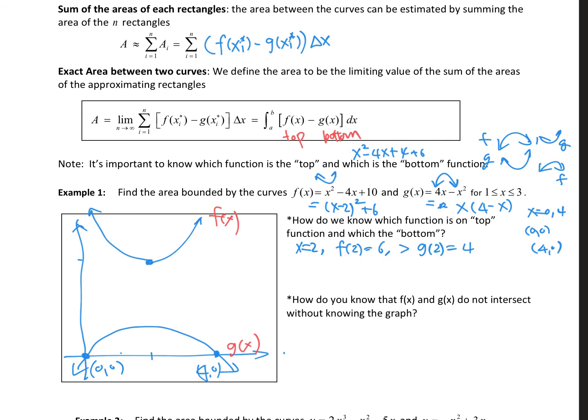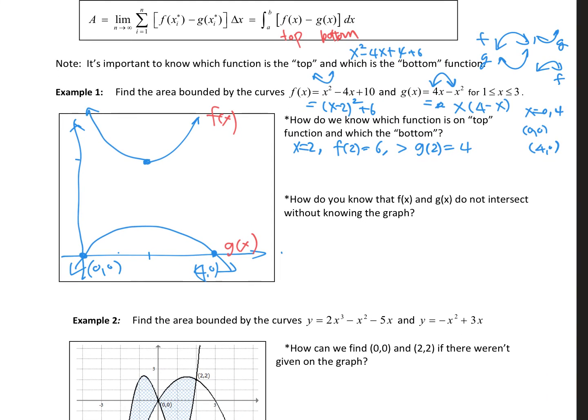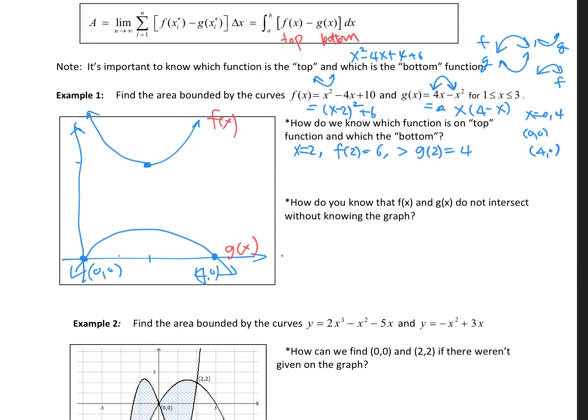Sometimes the graphs meet. How do I know when they meet? Here, just by looking at the graph, they don't meet, but we can solve algebraically for where they meet. So f of x is equal to g of x. Later on, it becomes important where they meet, because sometimes when they meet, the top function becomes the bottom function and the bottom becomes the top. Here, f is always on the top and g is always on the bottom.